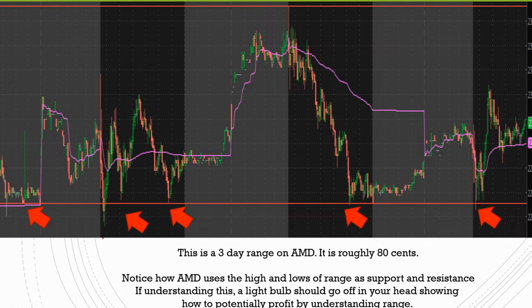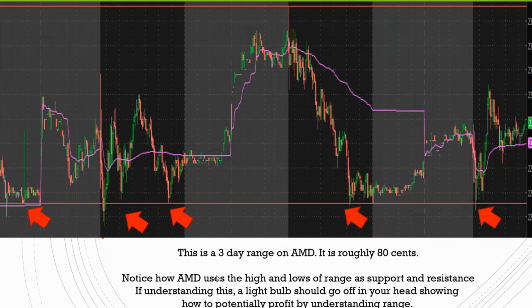And so you can see here, though, that this is the 3-day range of AMD. If you look at it a little bit closer, you can see a very obvious channel of this range here. It's roughly 80 cents or so. But the beautiful thing about this is that you can see the confirmation in this range.